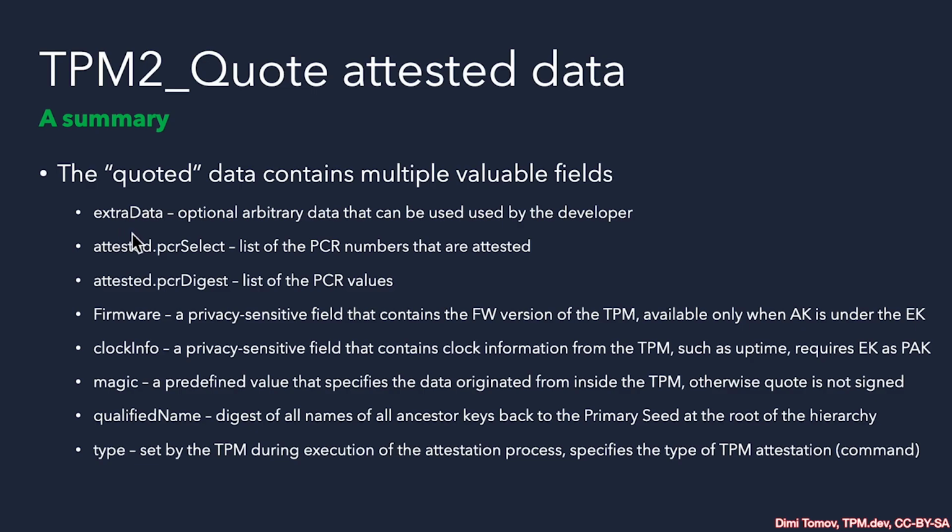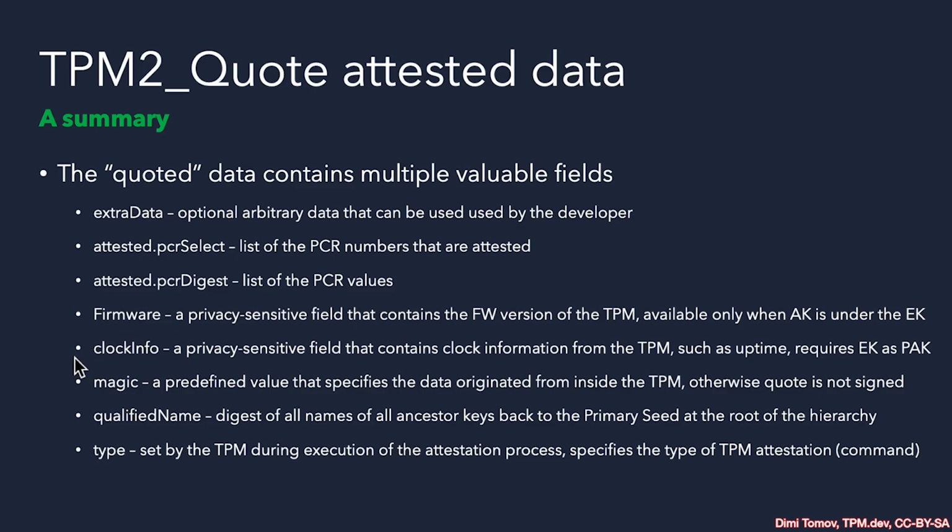I think one of the most important fields is the extra data, because it gives us the option to add additional arbitrary data, a nonce, and so on. Then, of course, we have the attested PCR select and PCR digest, the PCRs we requested to be signed. Then the firmware version of the TPM can matter as well because we have a signed report. So if this version differs in any way, we can be alerted of an unauthorized firmware update, or something being off if that doesn't match what we already know about the system.